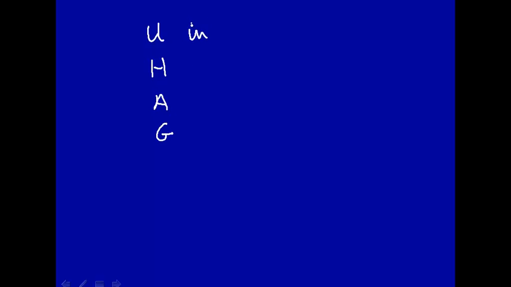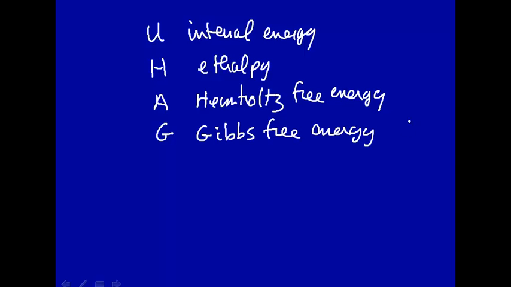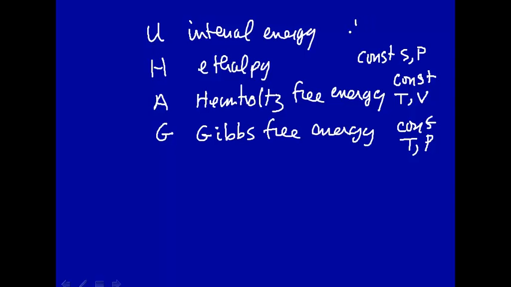U is the internal energy, H is the enthalpy, A is the Helmholtz free energy, and G is the Gibbs free energy. G is useful for constant temperature and pressure. A is useful for constant temperature and volume. H is useful for constant entropy and pressure. And U is for constant entropy and volume. So really these are the two that we have easy experimental access to, these constant parameters. All right, so just remember that, and I think we'll be okay to go on.